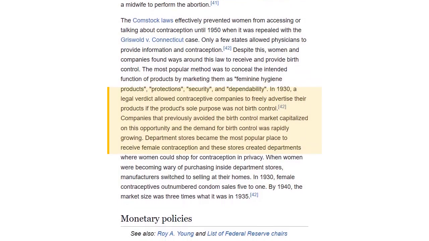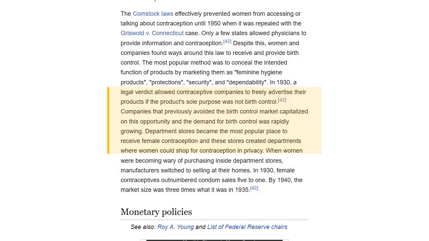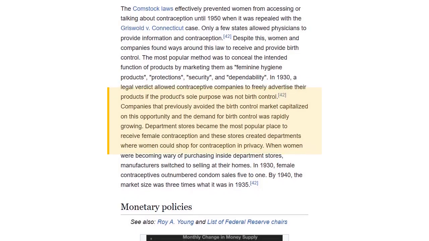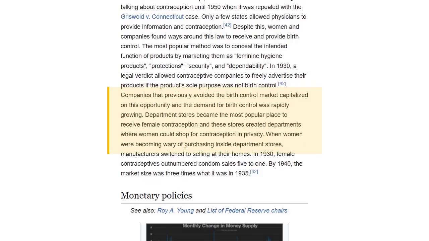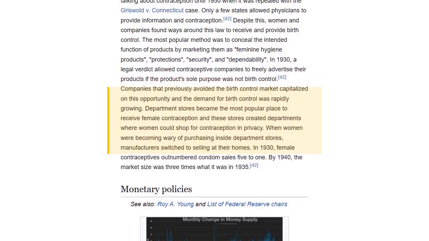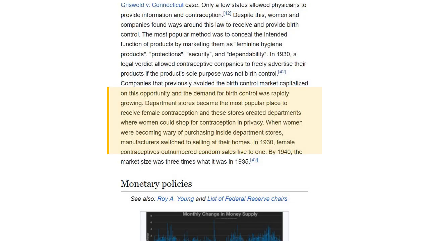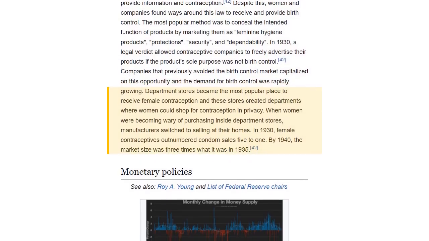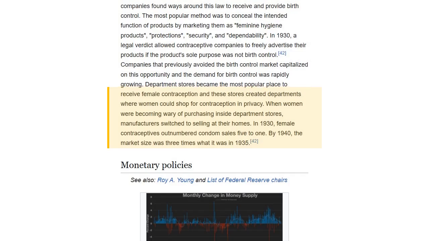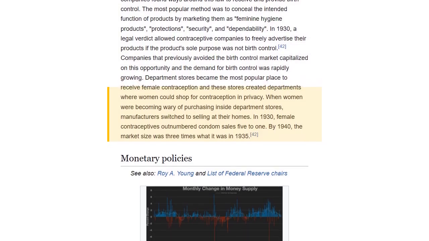Companies that previously avoided the birth control market capitalized on this opportunity, and the demand for birth control was rapidly growing. Department stores became the most popular place to receive female contraception, and these stores created departments where women could shop for contraception in privacy. When women were becoming wary of purchasing inside department stores, manufacturers switched to selling at their homes.